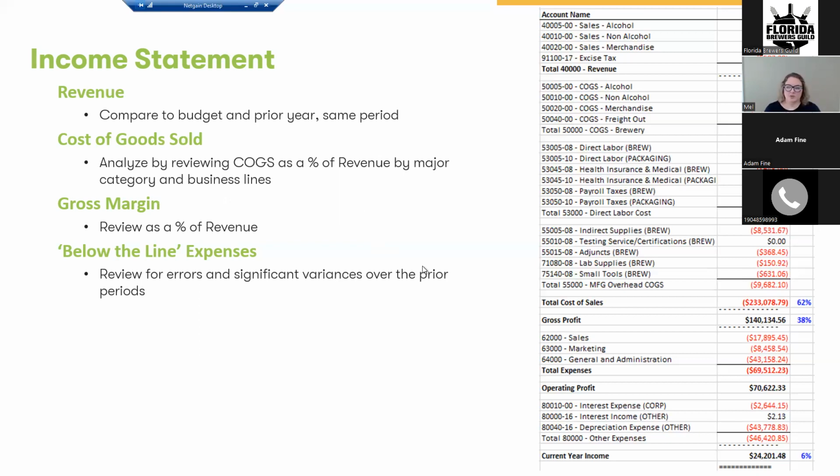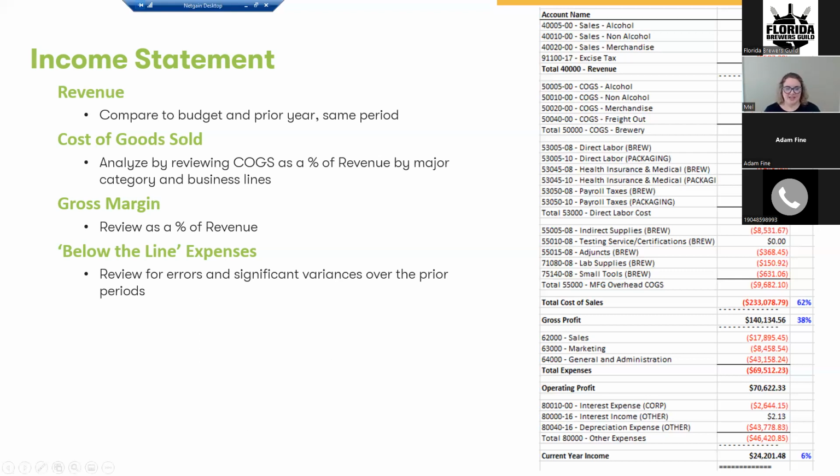So here you're really just wanting to review for significant variances compared to prior periods, like why did something increase by $5,000 one month? And is that accurate? Like for repairs and maintenance is a big one. Maybe something was recorded there that actually should have been recorded to fixed asset. So just reviewing for accuracy more or less.